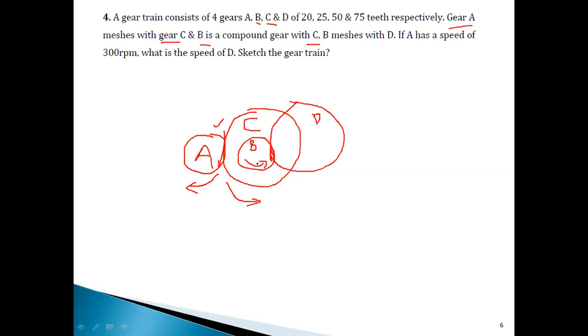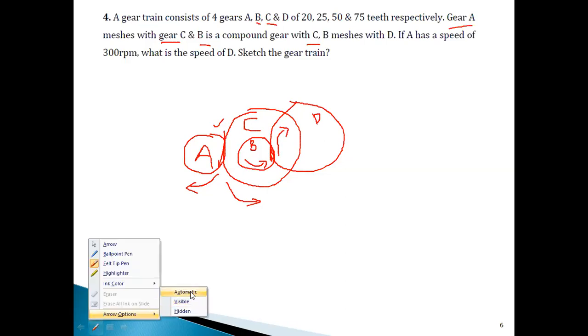Then gear B meshes with gear D, which means what about gear D? It has to rotate in the clockwise direction. Then only you can complete your sketch. This is very, very important. Now let us go for the solution of this particular problem.